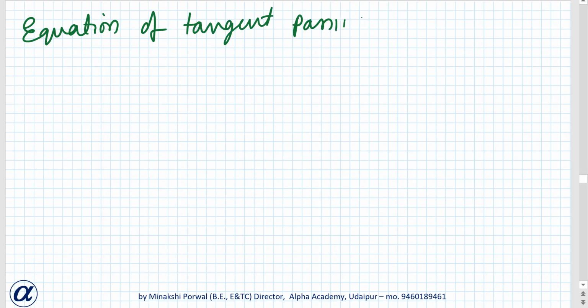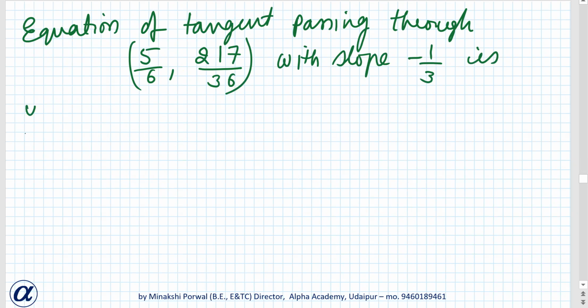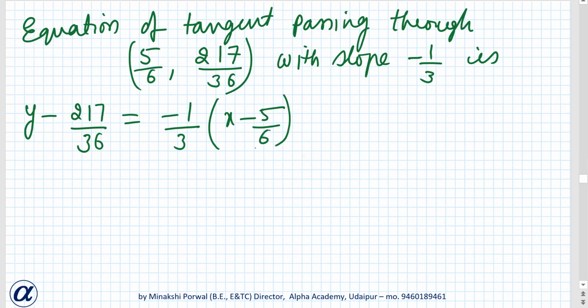So now the equation of tangent passing through 5 by 6 and 217 by 36 with slope minus 1 by 3 is, and then we'll find it, y minus y1 equals m into x minus x1. Okay. So this we have to solve.